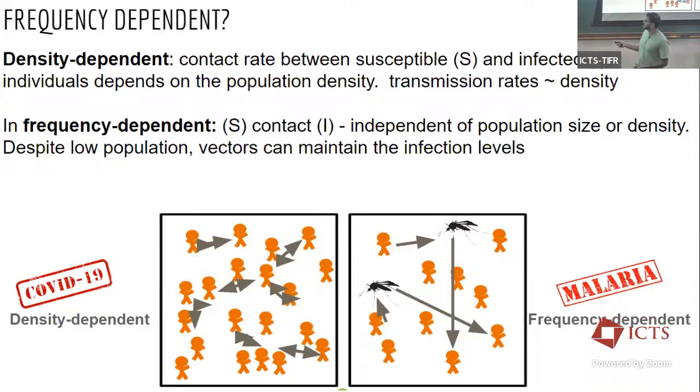You can easily have malaria parties and stay away if you have mosquito nets around you. That's a very simple way of saying how frequency dependence works.